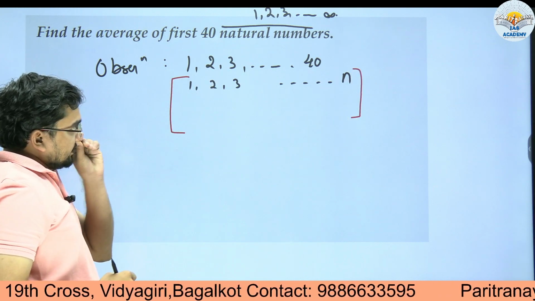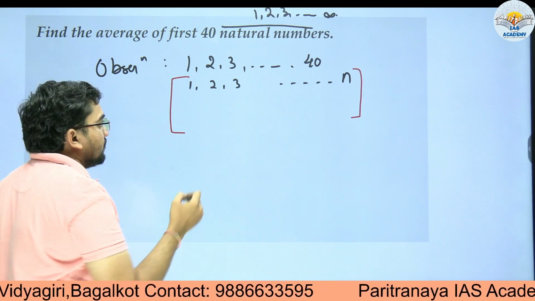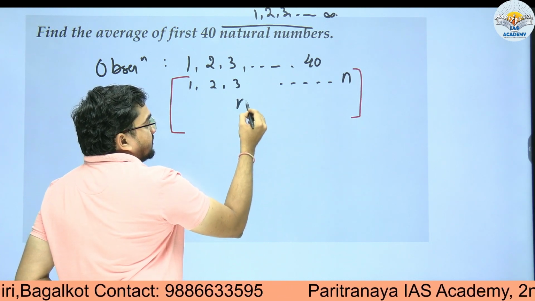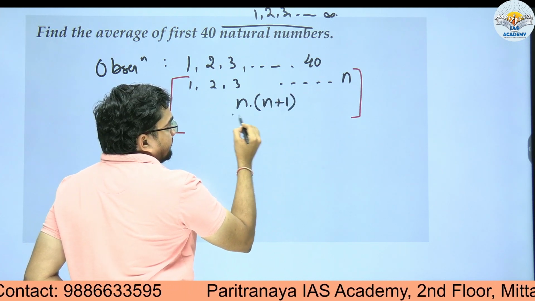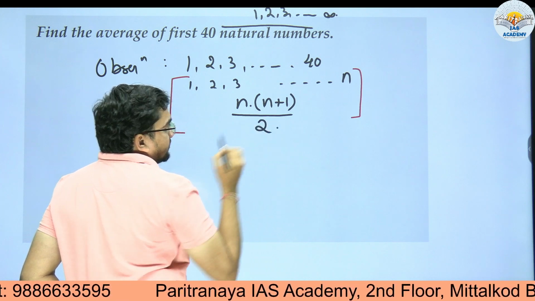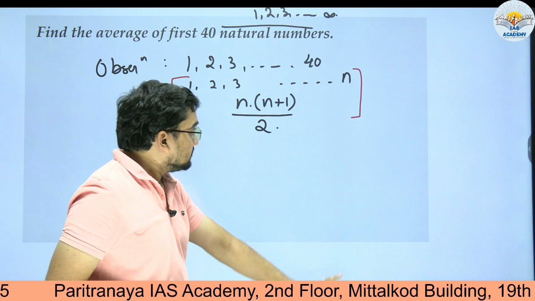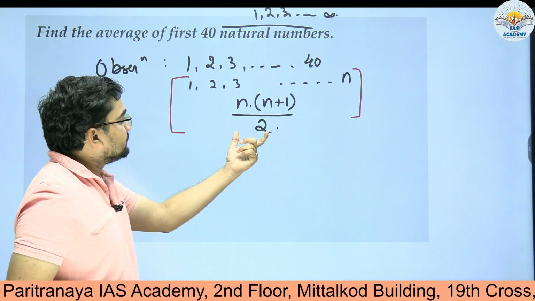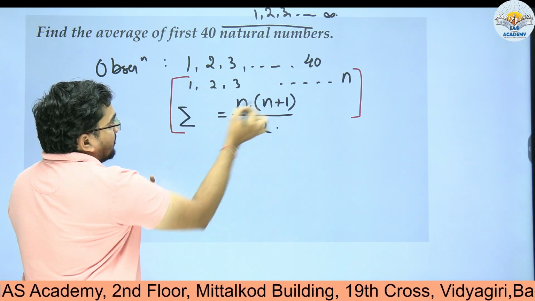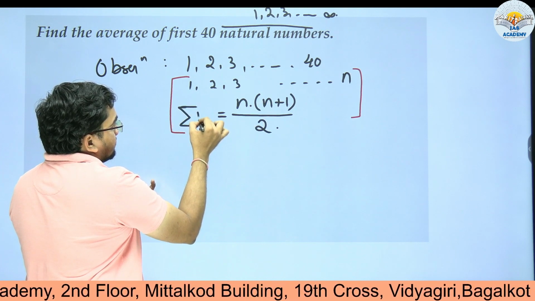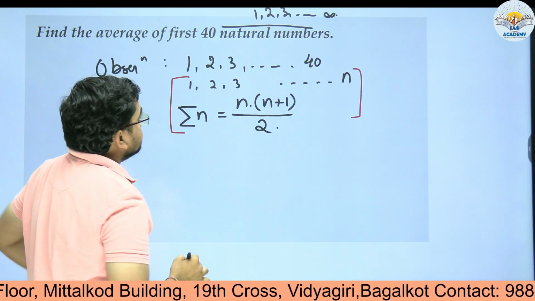If you want to find the sum of this series, there is a formula. The formula is n into n plus 1, whole divided by 2. All the natural numbers should be there, and n is the last number. Then this formula gives you the sum of 1, 2, 3 up to n. So this is the formula.